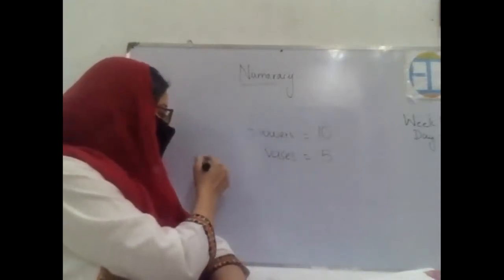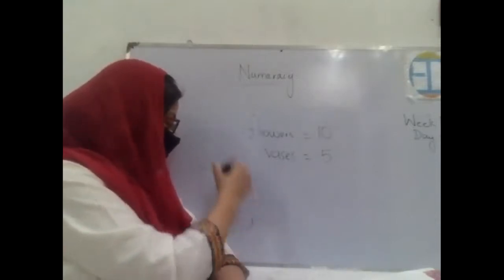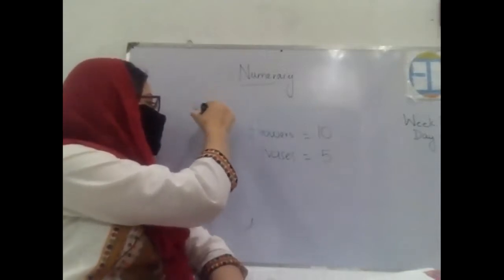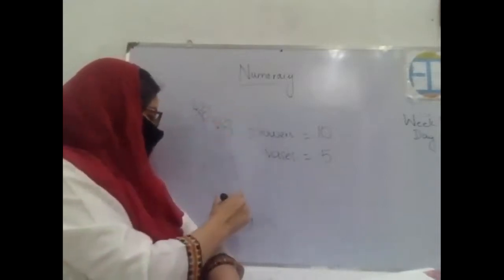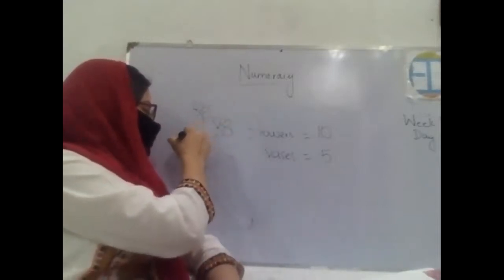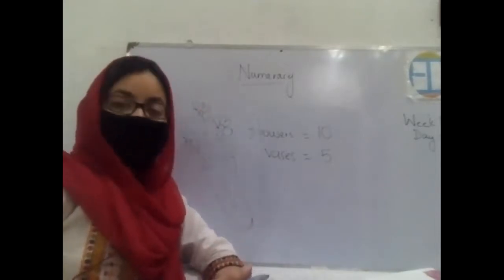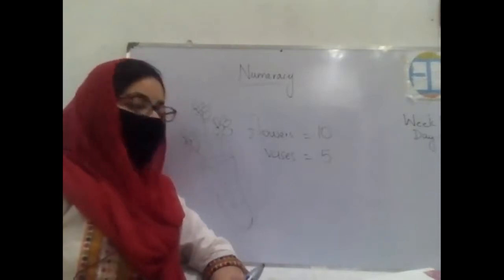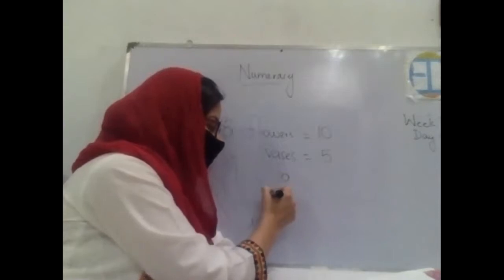How many flowers will go into each vase? Let's make a vase over here. Let's make a flower in it as well. Okay, so we have a total of 10 flowers and we want to divide them into 5 vases, right? So how many flowers will go into each vase? What we will be doing, we will subtract 5 from 10.